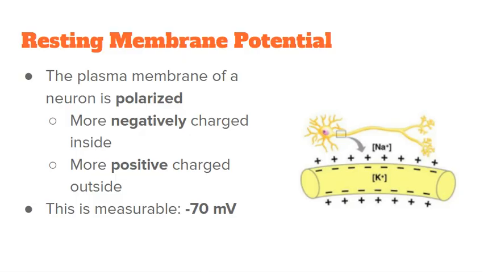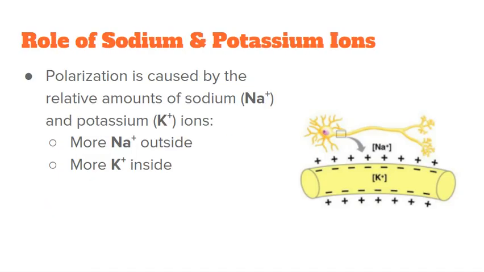We talked about this a little bit when we talked about muscles back in the muscle unit. But this means that cells are more negatively charged inside compared to their surroundings. And it's measurable. This is about negative 70 millivolts. And that polarization, that relative negative interior in the cell, is caused by a disproportionate distribution of ions.